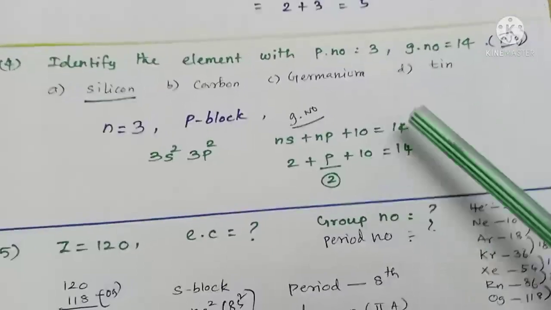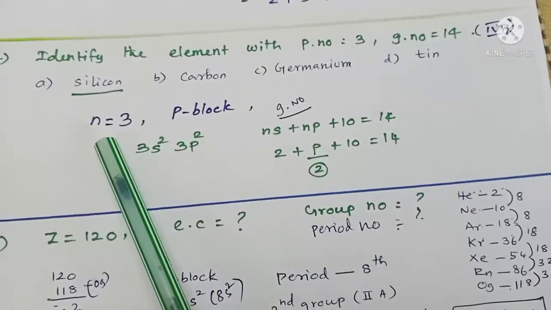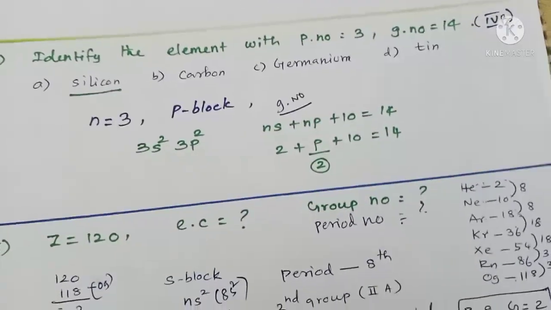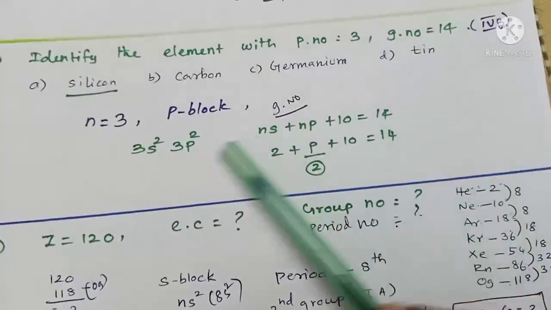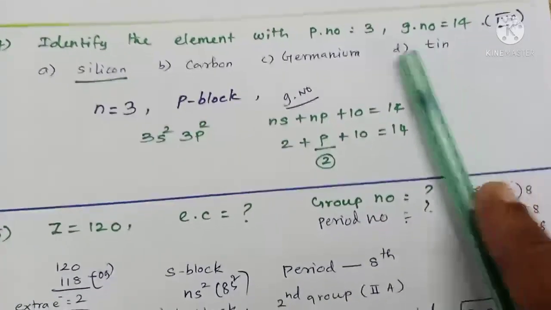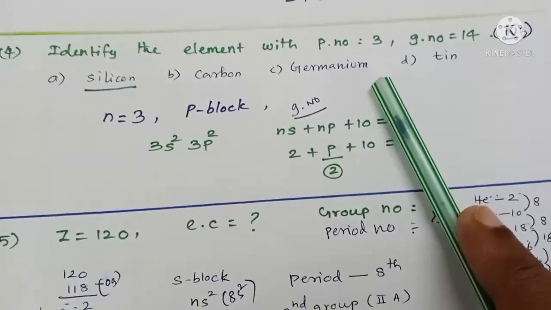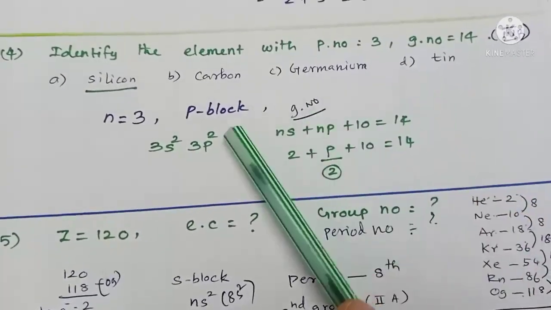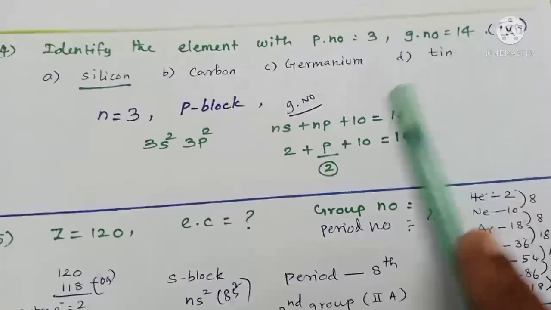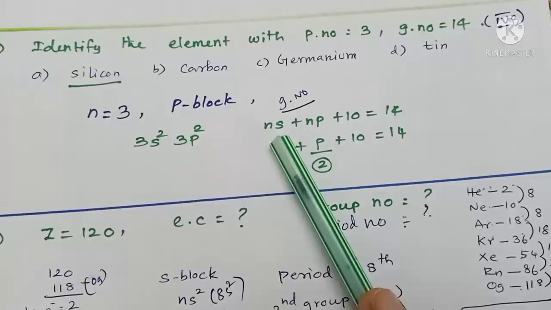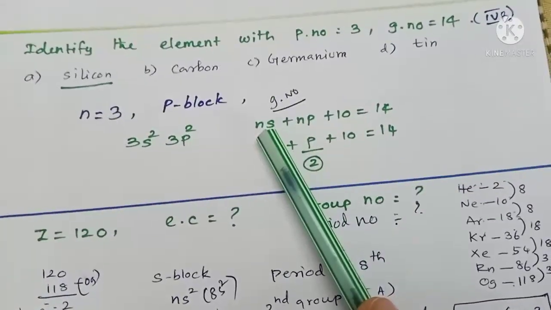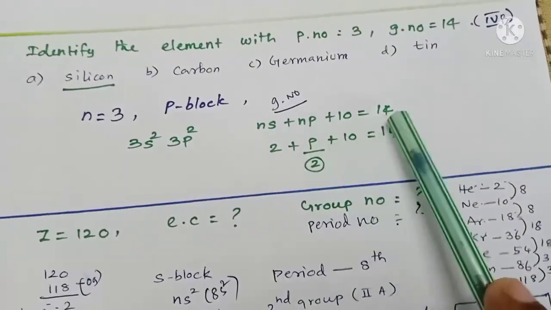Right. So period number 3, so the highest principal quantum number is 3. All the 4 options belong to the p block, isn't it? So probably these elements have an ns np electronic configuration. And the group number 14 is nothing but the sum of ns electrons plus np electrons plus 10. So ns plus np plus 10 is equal to 14.